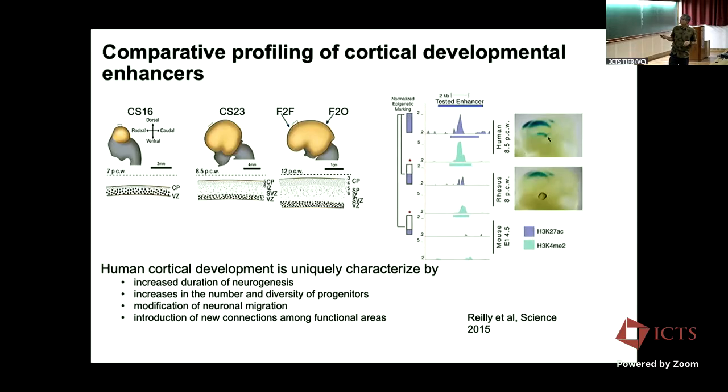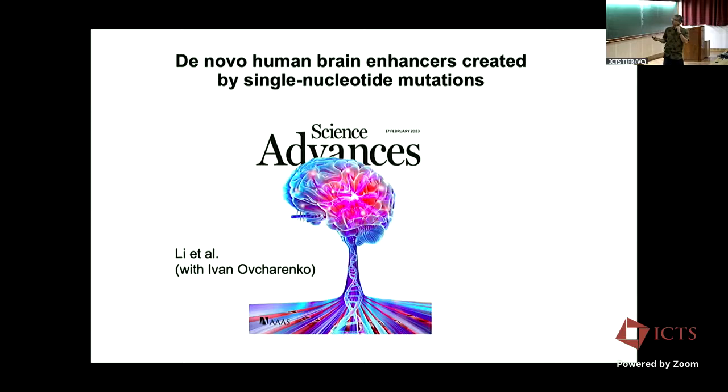So the first question we went after was trying to figure out: in the human lineage, since macaque, are there single nucleotide mutations that potentially might have created new enhancers in embryonic brain? Okay, that's the question. Hopefully, finding some piece of the puzzle of human cognition. That's a bigger picture.